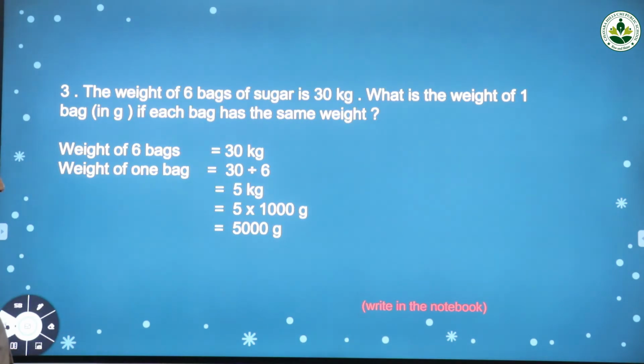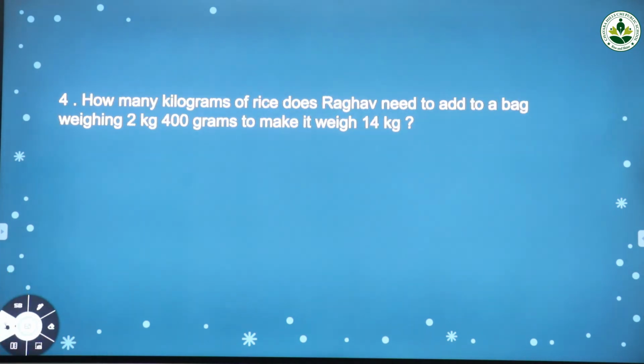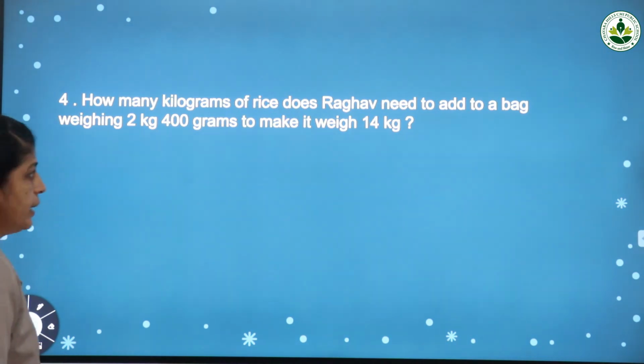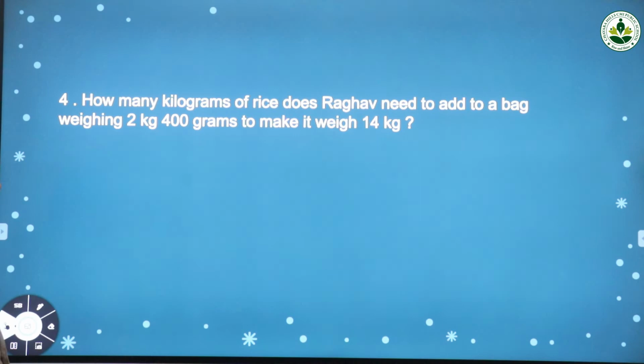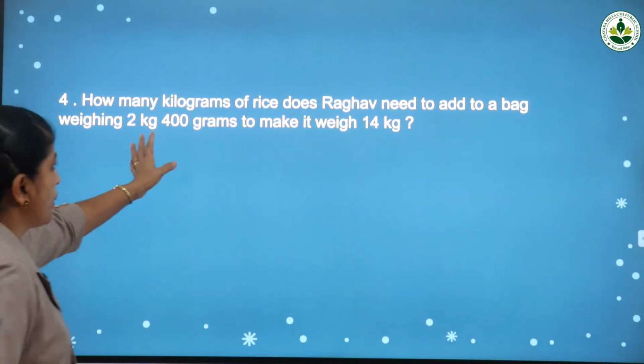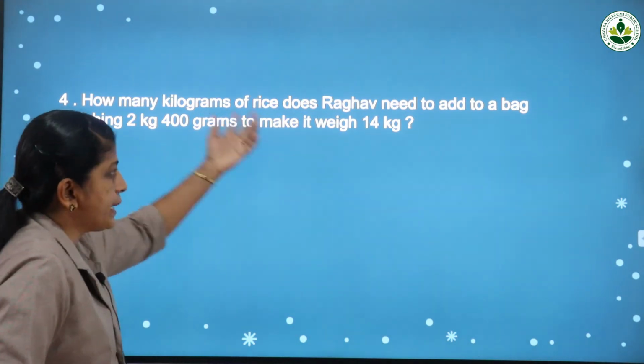Write this also in the notebook. And the next question, fourth question: how many kilograms of rice does Raghav need to add to a bag weighing 2 kilogram 400 grams to make it weigh 14 kilogram? What's the meaning of the question? Do you understand the question?